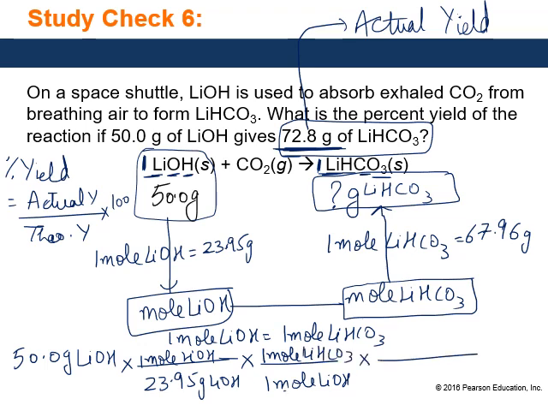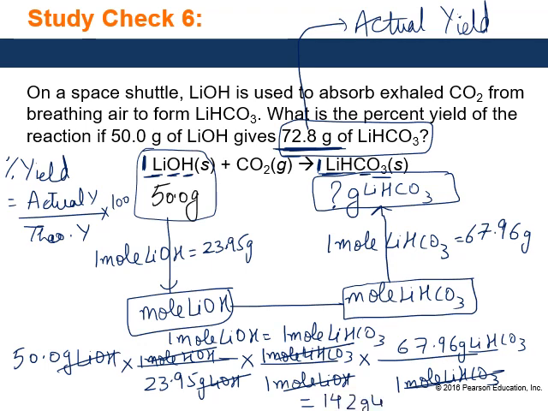Multiply, mole gone, gram gone. 1 mole of LiOH to 1 mole of LiHCO3, times 67.96 grams of LiHCO3 per mole, mole gone. If you solve this, you would get the final answer as 142 grams of LiHCO3. Now what is this?